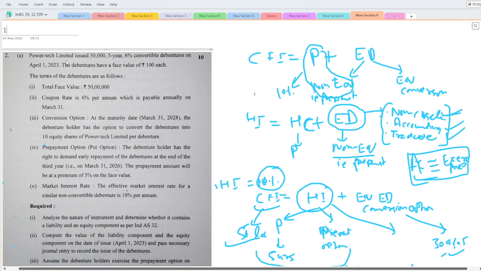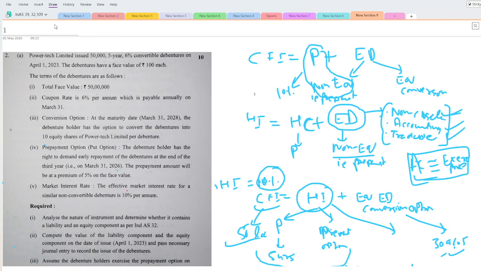Power Tech Limited issued 50,000 5-year 6% convertible debentures on 1st April 2023. The debentures have a face value of 100 each. The terms of the debentures are as follows. The total face value is 50 lakh. The coupon rate is 6%, which is payable annually on 31st March. Then the conversion option.